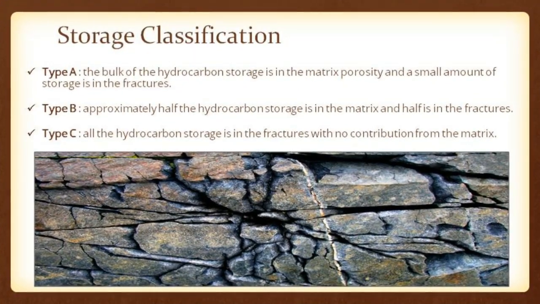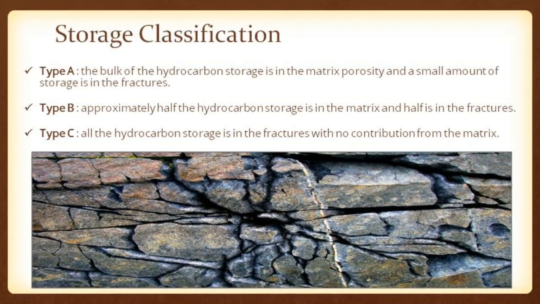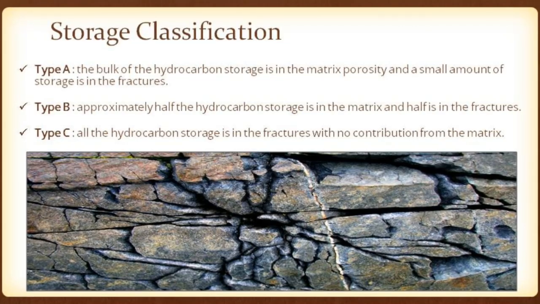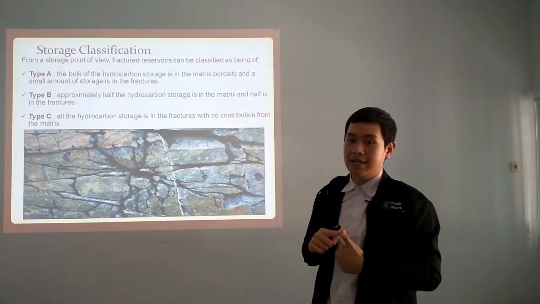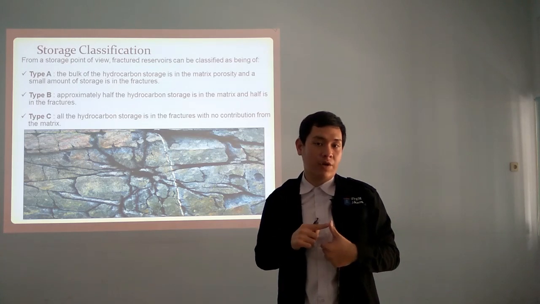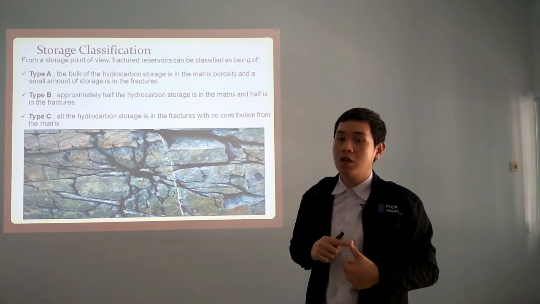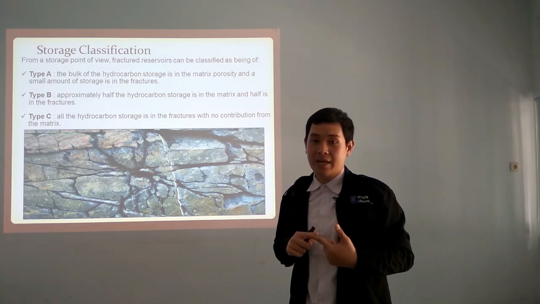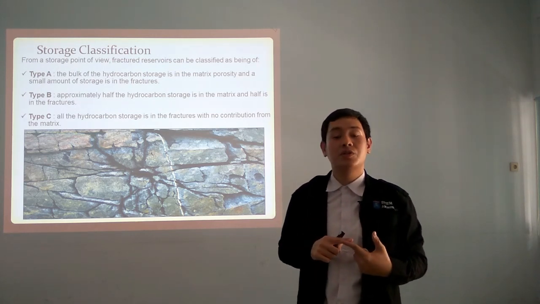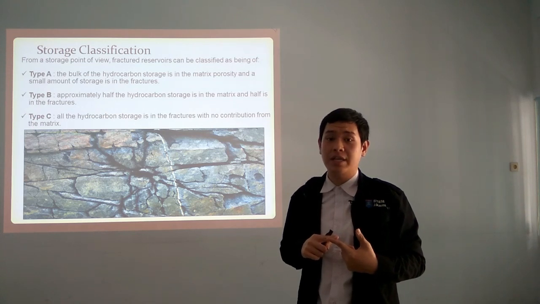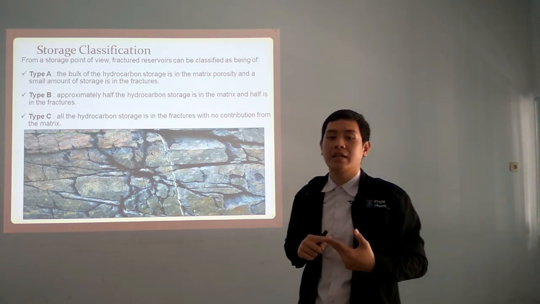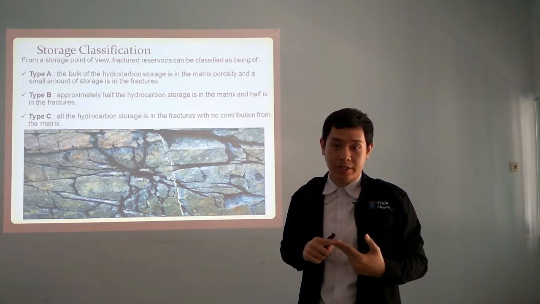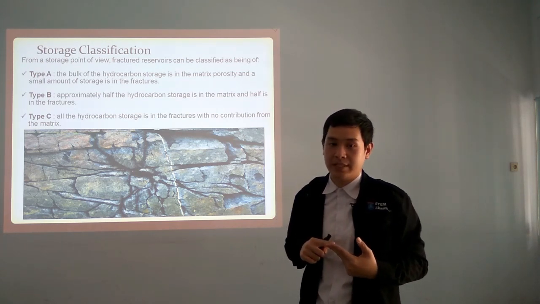Storage classification. From a storage point of view, fractured reservoirs can be classified as being type A, type B, or C. In a reservoir of type A, the bulk of the hydrocarbon stored is in the matrix porosity and a small amount of storage is in the fractures. In a reservoir of type B, approximately half the hydrocarbon stored is in the matrix and half is in the fractures. And in a reservoir of type C, all hydrocarbon stored is in the fractures with no contribution from the matrix.